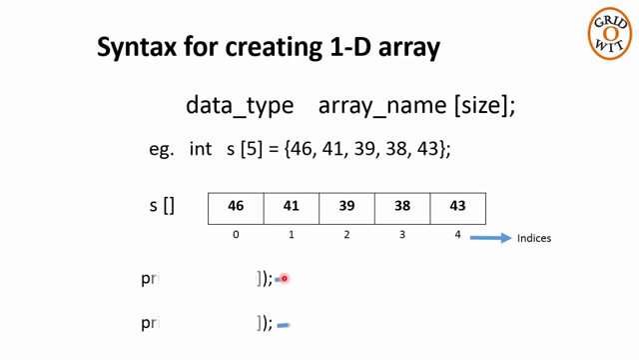Now to access or print a specific array element, the following syntax is used in C programming language. printf %d. First write the array name S and then in square brackets write the index position whose value you want to access. Like in this array S, the value at index 0 is 46. So this printf statement will print 46. Similarly, S[3] will print 38 because in the array S at index 3 the value is 38.